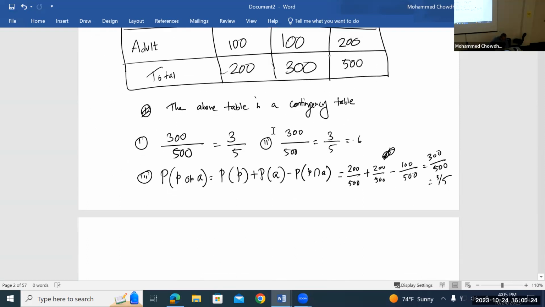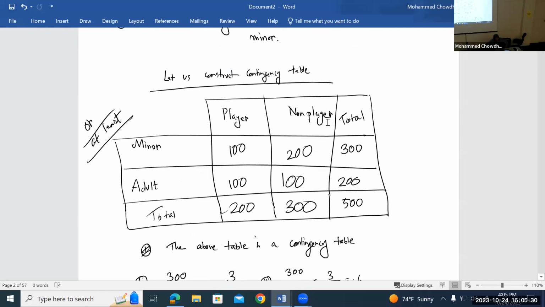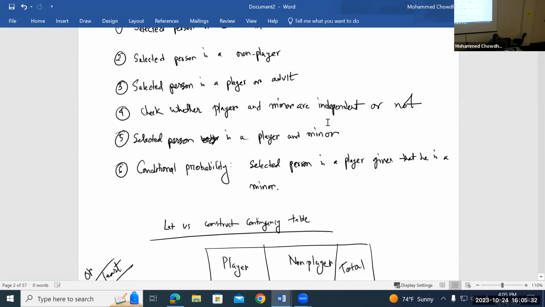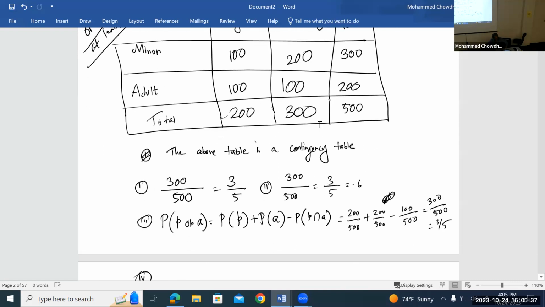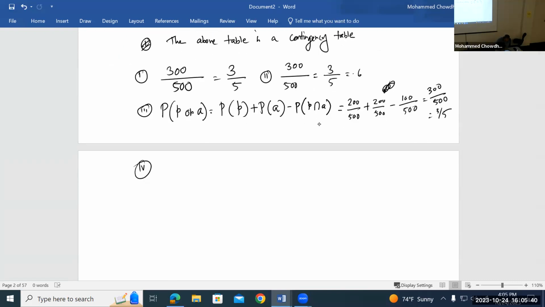Okay. Number 4. What is number 4? Check whether player and minor are independent or not, right? So this is what we have to check. We have to check the probability of player and minor, player.